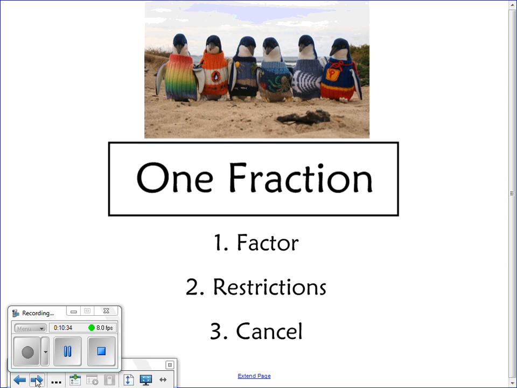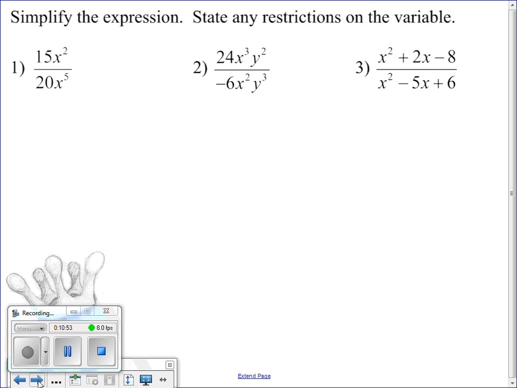Step one is you're going to factor, if you can. Then you'll do your restrictions, looking at the denominator, right? Restrictions come from the denominator. Just make sure we remember that. And then we'll cancel anything we can to simplify. Okay? So number one just says simplify the expression, state any restrictions on the variable.